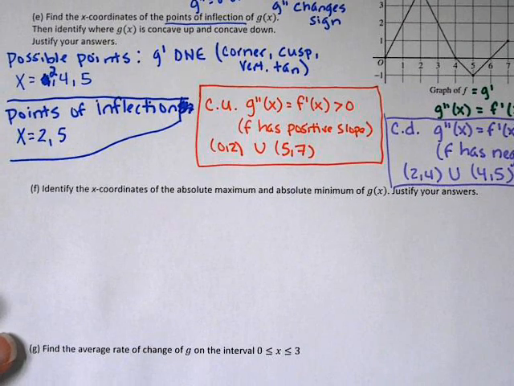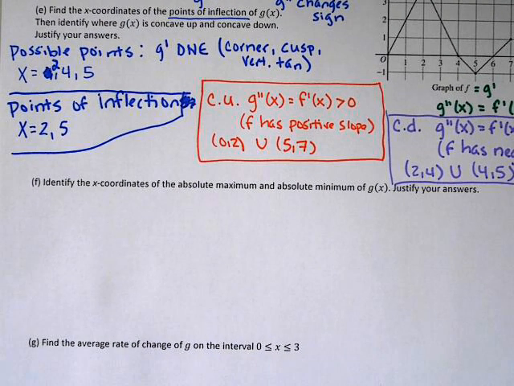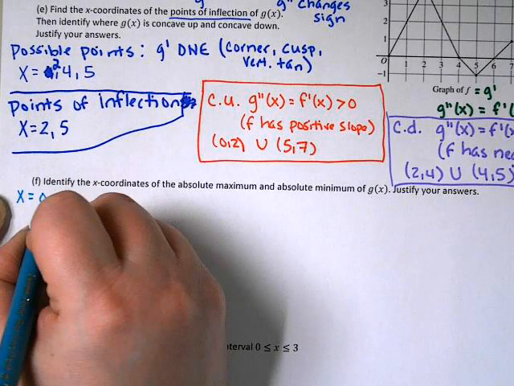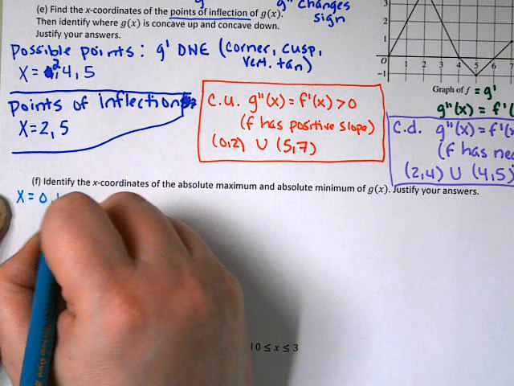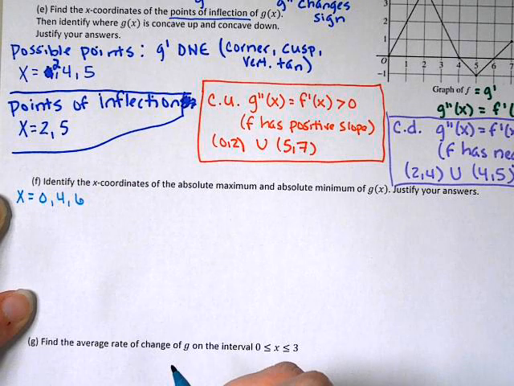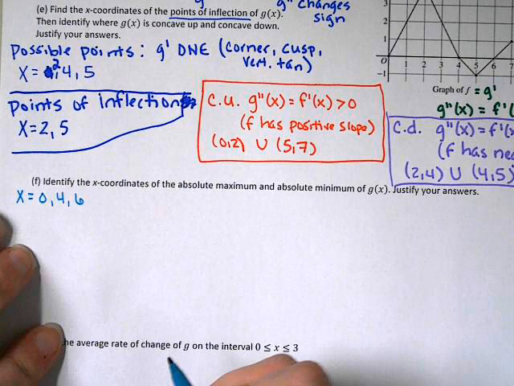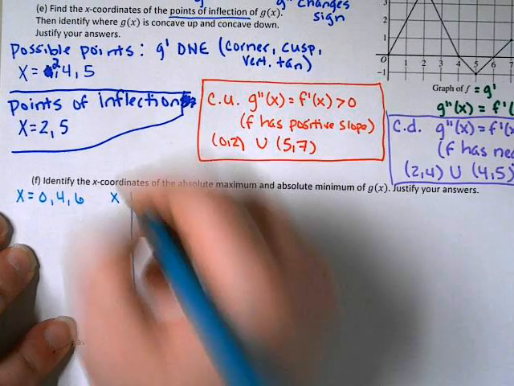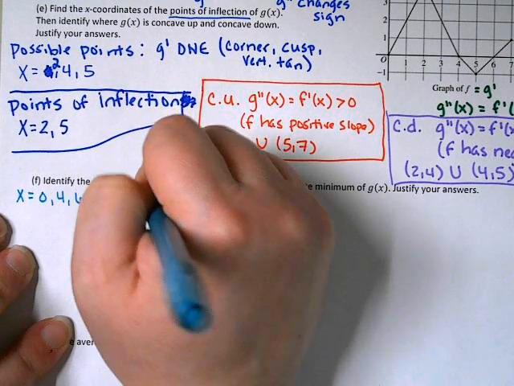I'm sorry. Identify the x-coordinates of the absolute maximum and absolute minimum of g of x. We know that absolute maxes and mins occur at the critical values. So the first thing we're going to do is pull the critical values that we found on the last page. We said those occur at 0, 4, and 6. And we're going to make our options table that I was talking about at the beginning of the video. So we've got x and we've got g of x.